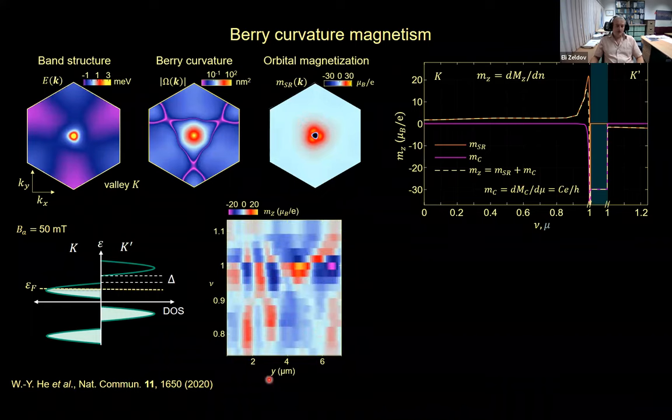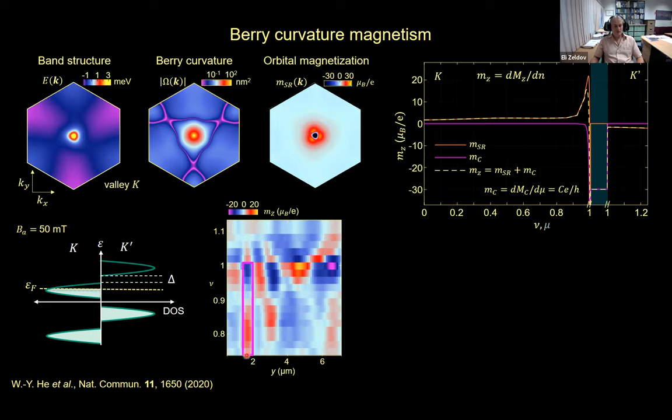And if we look at our data, this is the orbital magnetization, the total orbital magnetization that is calculated here, as a function of position and filling factor. And we see that it looks very different from this simple picture. But in fact, after you stare enough at it and analyze it, you can make a lot of sense.